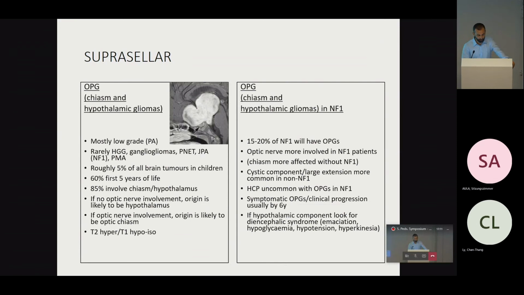Whereas in neurofibromatosis, usually you'll have more optic nerve involvement rather than the chiasm, and cystic components and large extension are a bit more common in non-neurofibromatosis patients. They usually present with hydrocephalus, which is quite uncommon in NF1.